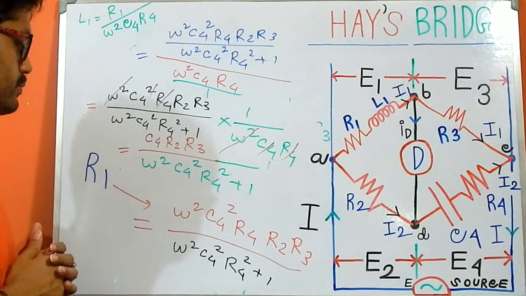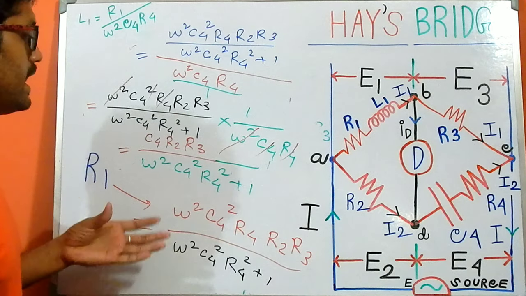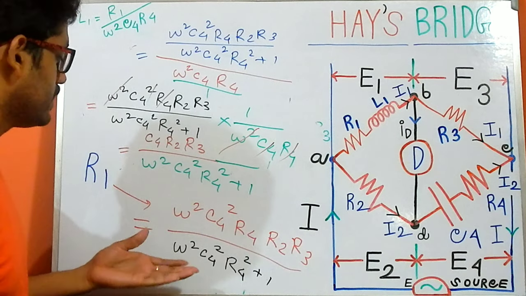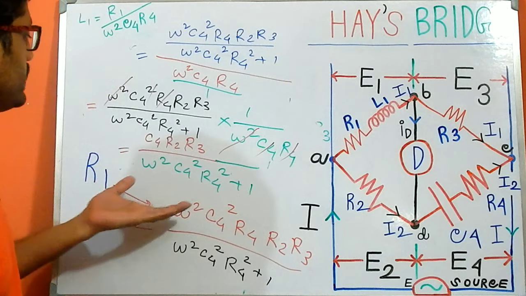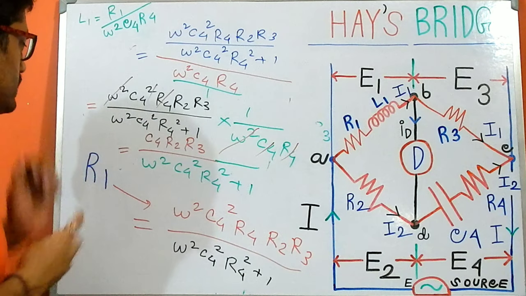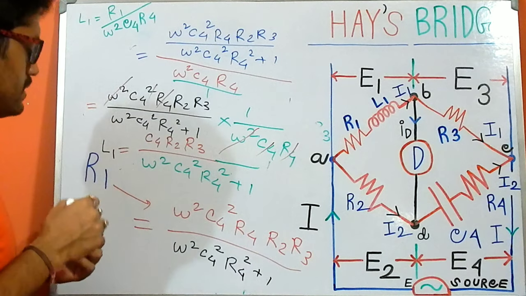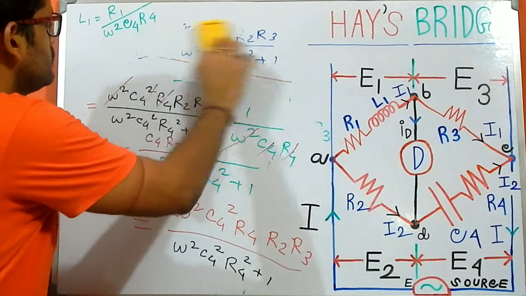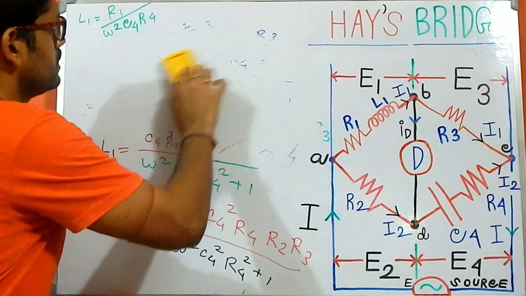I want to repeat this portion once again. After I have successfully rearranged my expression, this is my expression, and just put the value of R1 in this equation, and I have got finally this is our expression of L1. So this one is our L1, and this one is our R1. So I think the rest of the expression is not required over here. So just erase this portion over here.